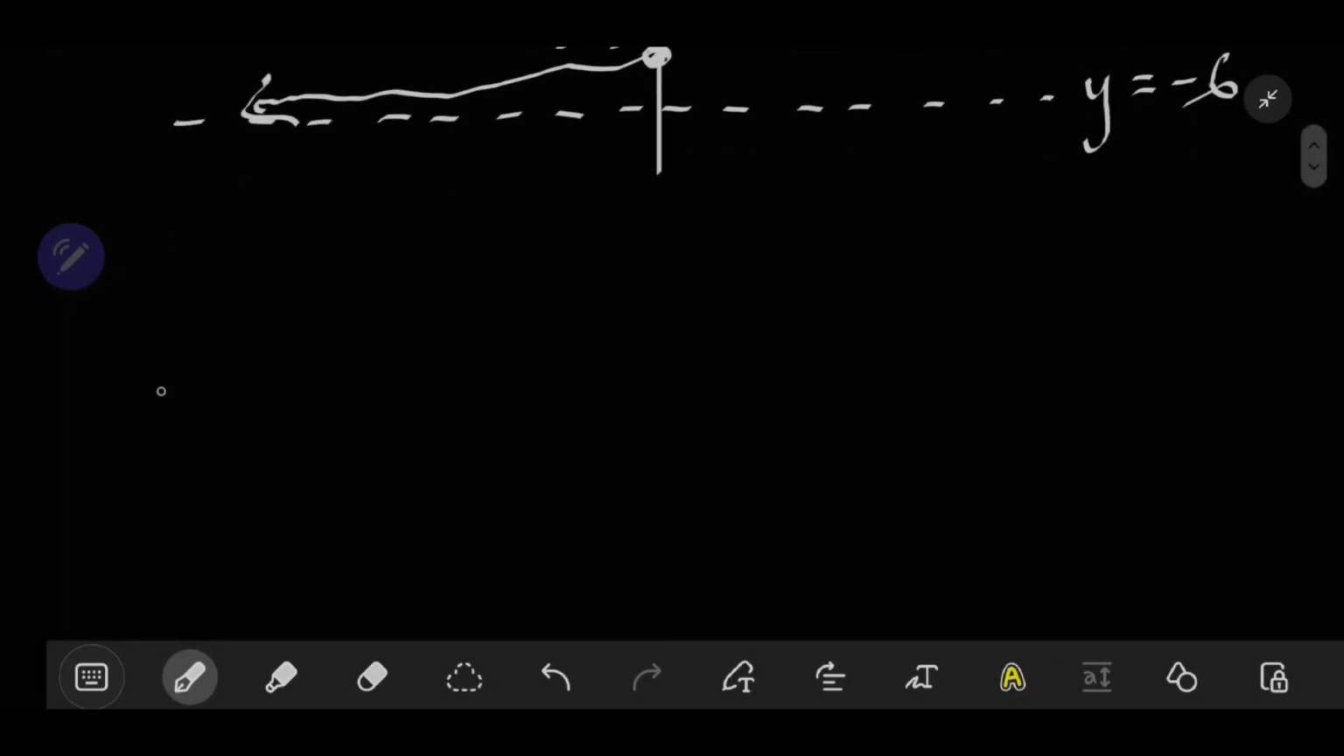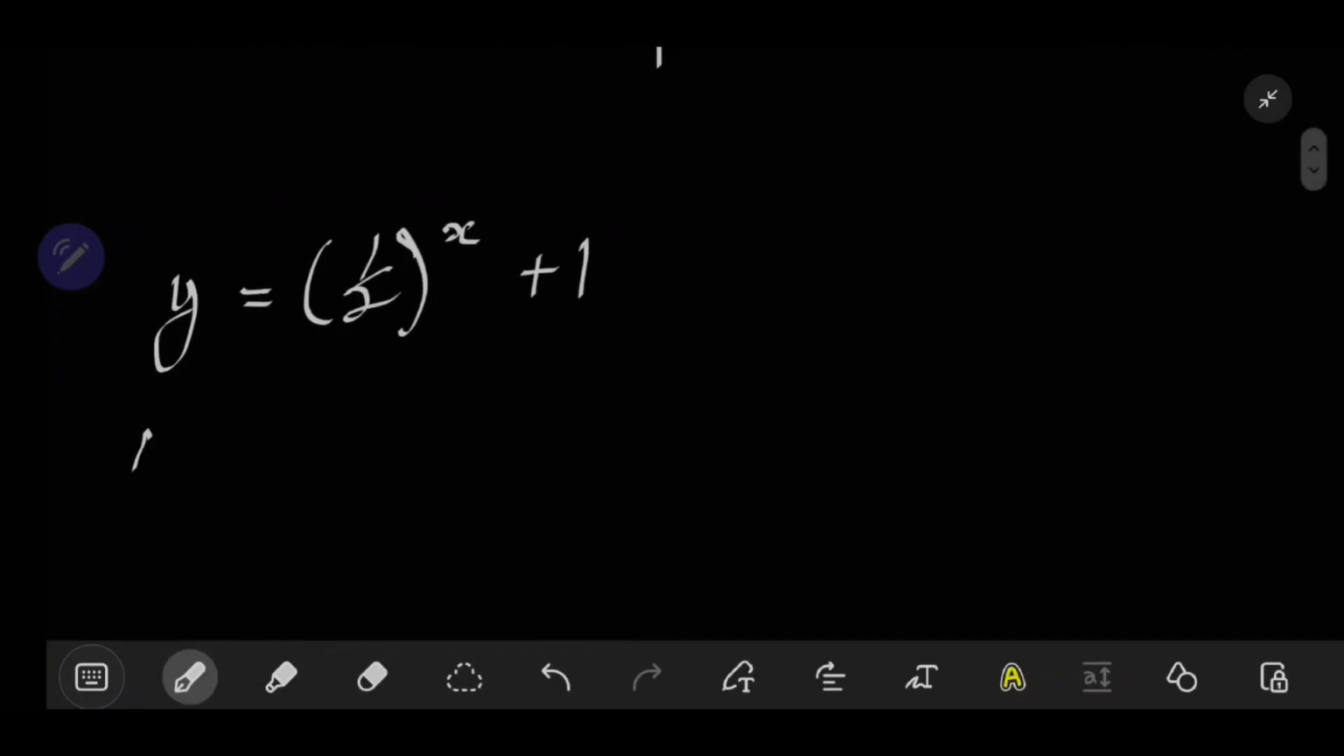Then what if we're having y equals 1 over 2 raised to exponent x plus 1, and you are supposed to sketch this graph. All right, we can see that our asymptote in this case will be y equals the value of q, which is 1. Then we can find our intercepts.